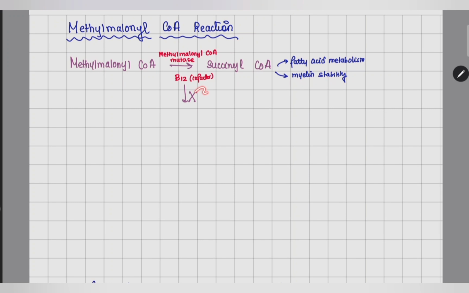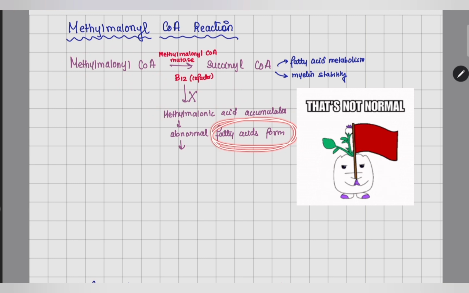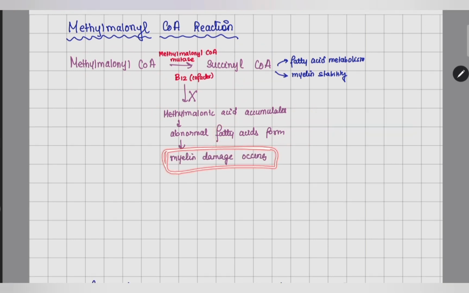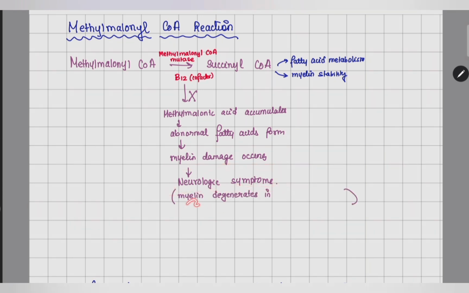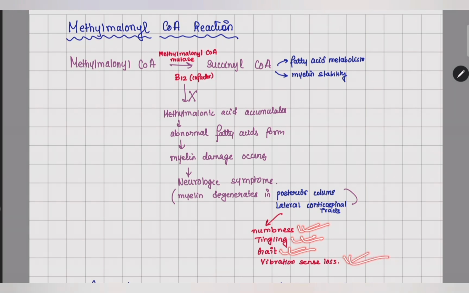Now, if B12 is deficient, then methylmalonic acid will accumulate and abnormal fatty acids will form because succinyl CoA is deficient. Therefore, myelin damage occurs and we get neurological symptoms. Now this myelin sheath degenerates in the posterior columns and lateral corticospinal tracts, and hence gives rise to numbness, tingling, gait problems, and loss of vibration sense.